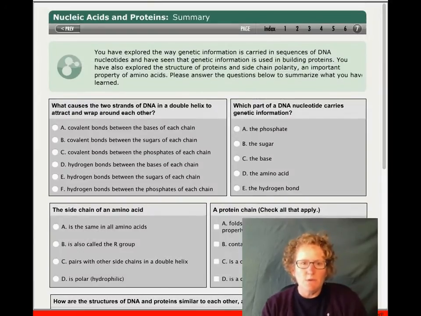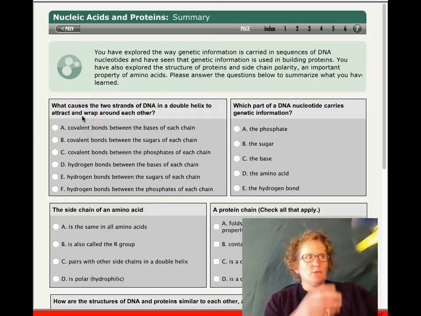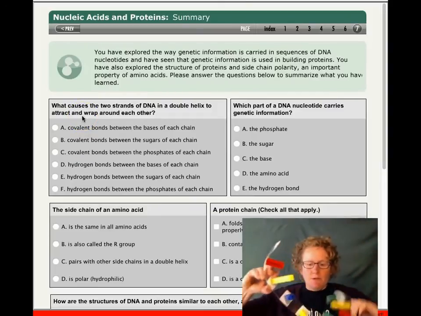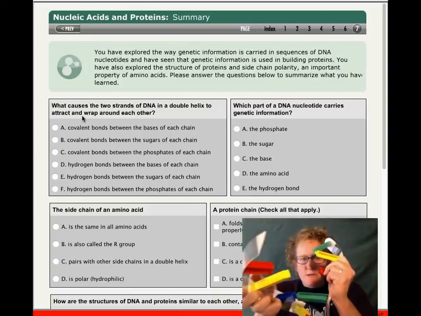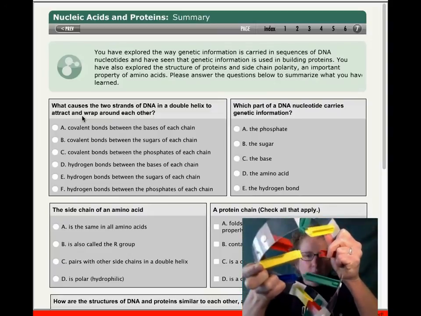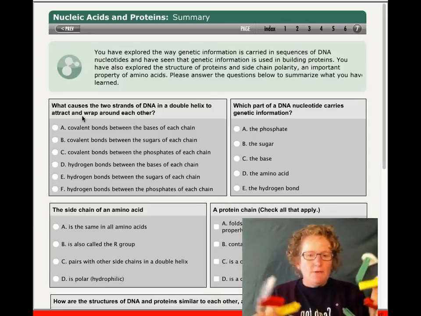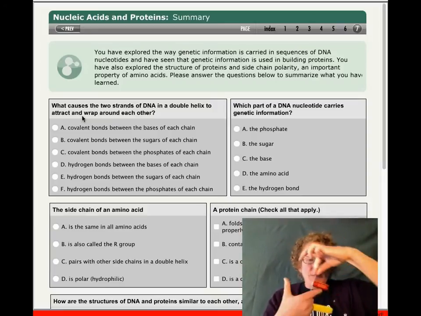All right, at this point you should have enough information to answer question 7. We're on the home stretch here. This is the last question, but I'll give you some hints. What causes the 2 strands of DNA in a double helix to attract and wrap around each other? So remember what we said, these 2 bases joining together with this little clip here, that represents hydrogen bonds. And the hydrogen bonds don't happen between the sugars and the phosphates. They happen in the middle.